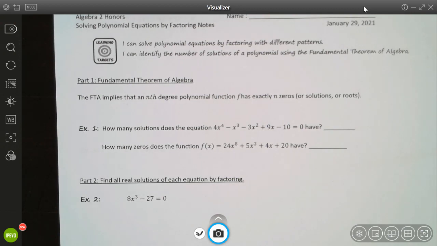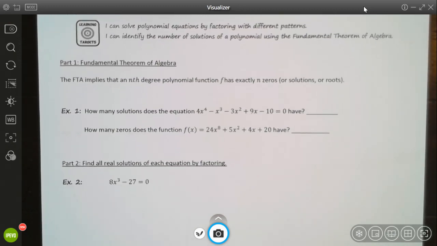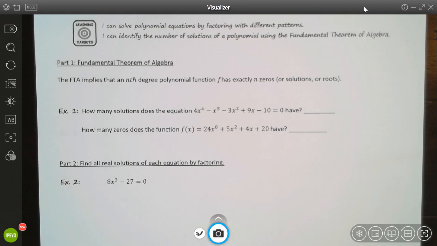Right, so now that we've been factoring for a couple of days, what we're going to be doing today is using what we know about factoring with sum and difference of two cubes, quadratic patterns, and just kind of a review of factoring from previous classes before Algebra 2. We're going to be using that to solve.